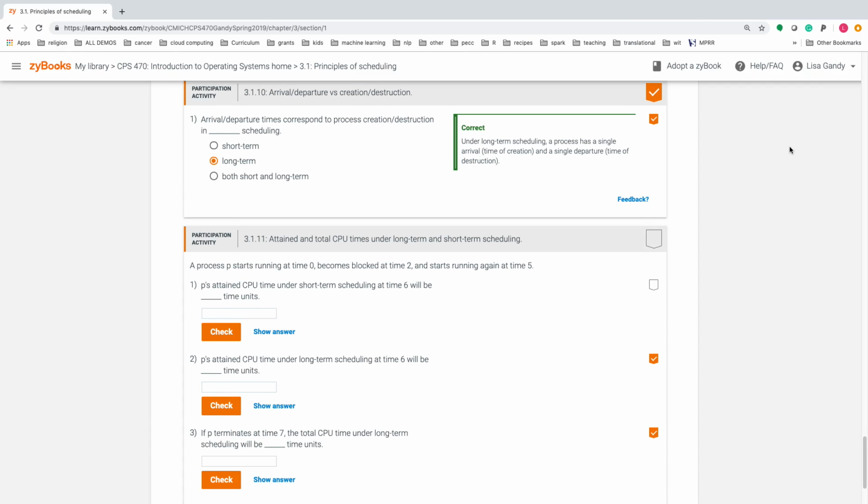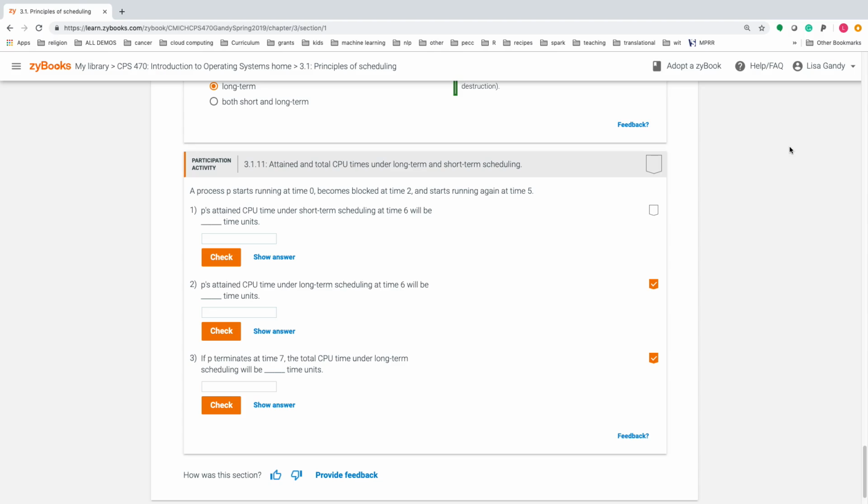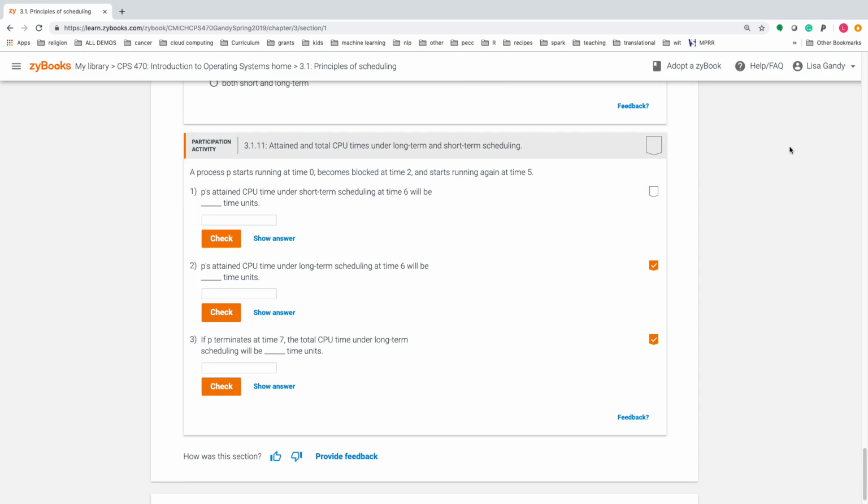Okay. So a process P starts running at time 0, becomes blocked at time 2, and starts running again at time 5. P's attained CPU time under short-term scheduling at time 6 will be how many units? Okay. Yeah, now I need to turn my brain on too. I feel like we do need a diagram here. They won't be able to see this, but we'll be talking through it. So, okay, what's happening here?